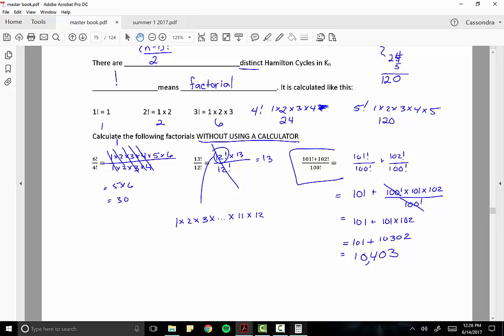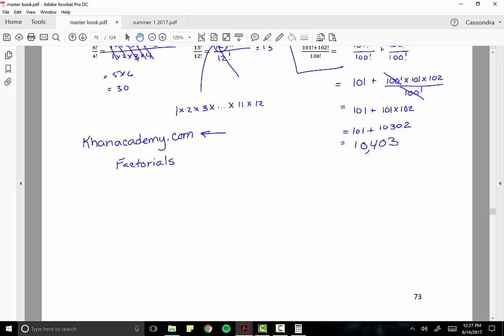If you want to go over this some more, I don't really think you need to, but some students do struggle with this concept. Go ahead and look up factorials on a website called khanacademy.com. Search for factorials. I heart Khan Academy for learning math. They're pretty awesome. So I believe that is all the notes.